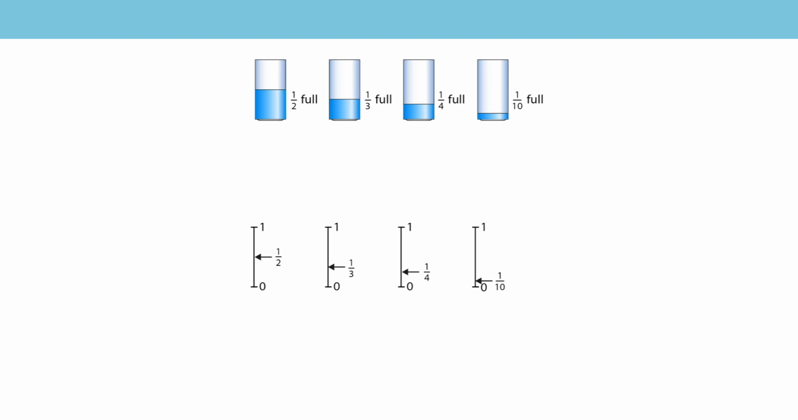How would you describe where 1/3 is? Think about that. Yes, you're right. 1/3 is 1/3 of the way up between the 0 and 1 number line. How would you describe the position of the 1/4? Super, yes. 1/4 will be 1/4 of the way from 0 to 1. So that means 1/10 will be 1/10 of the way between 0 and 1. Well done.